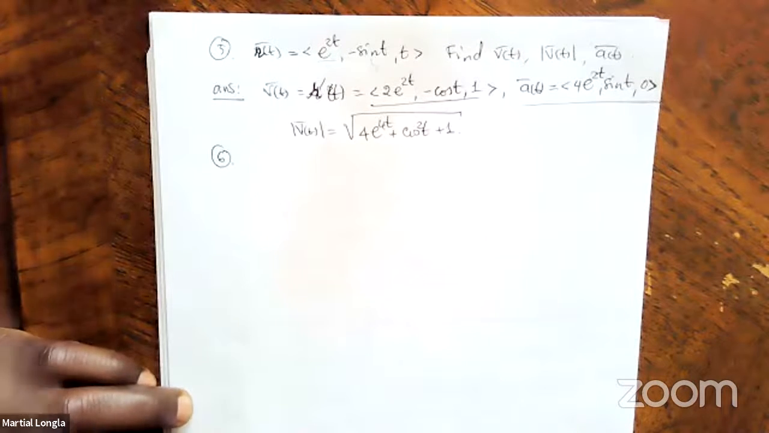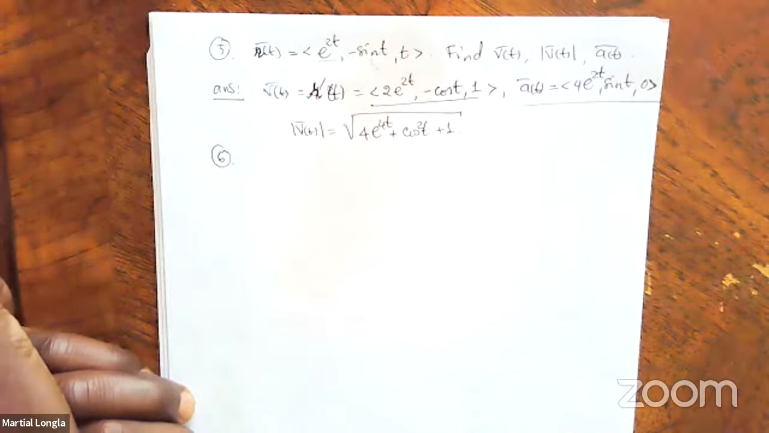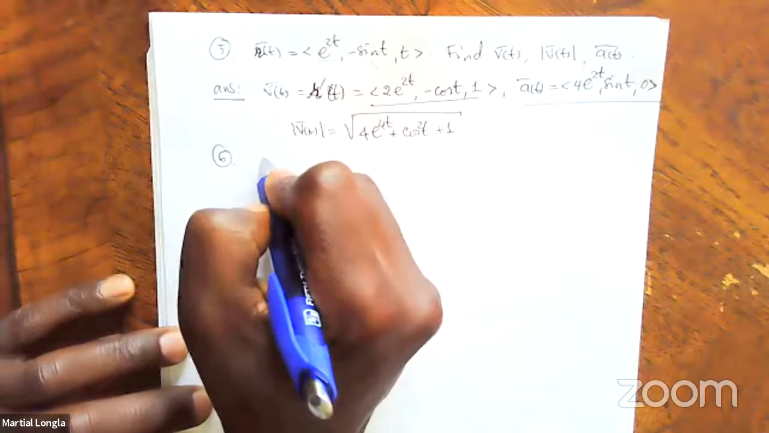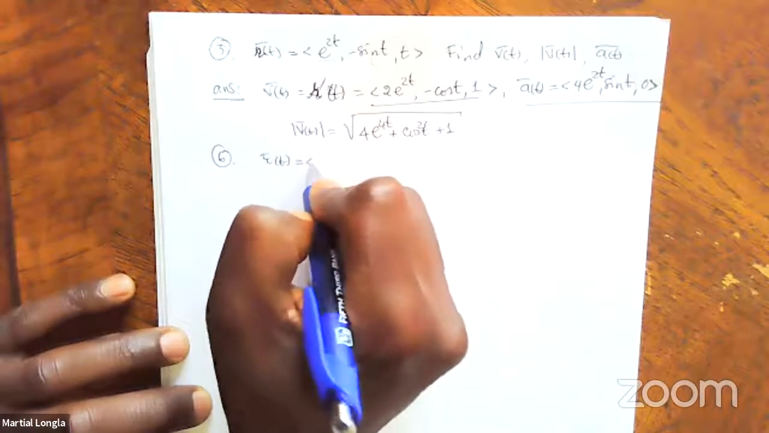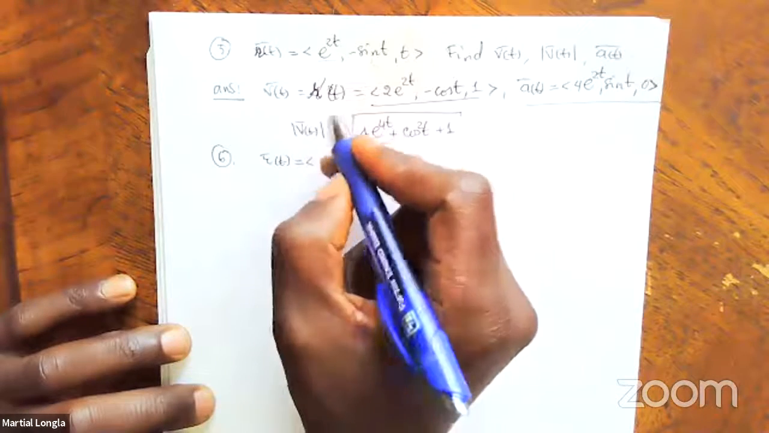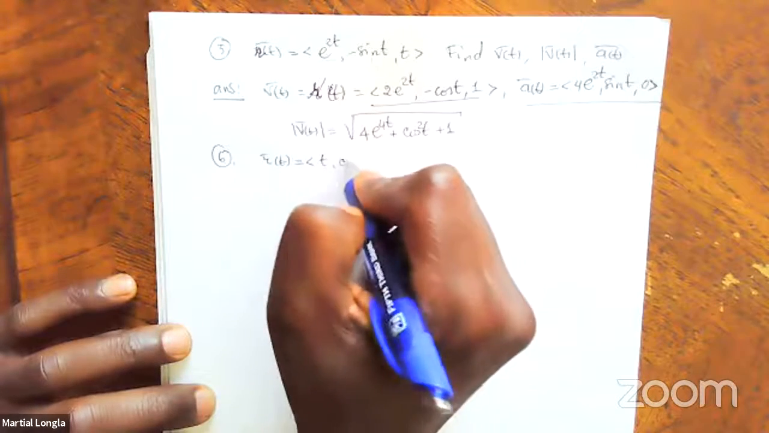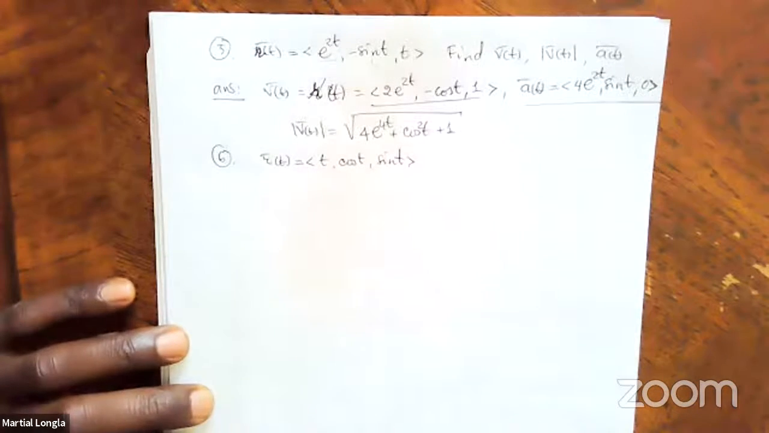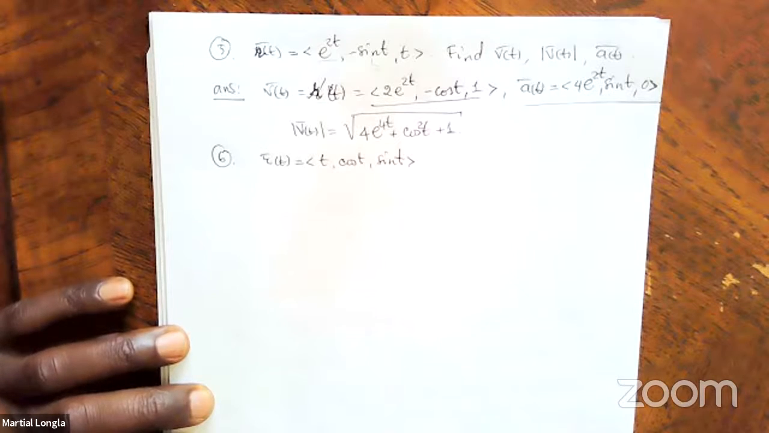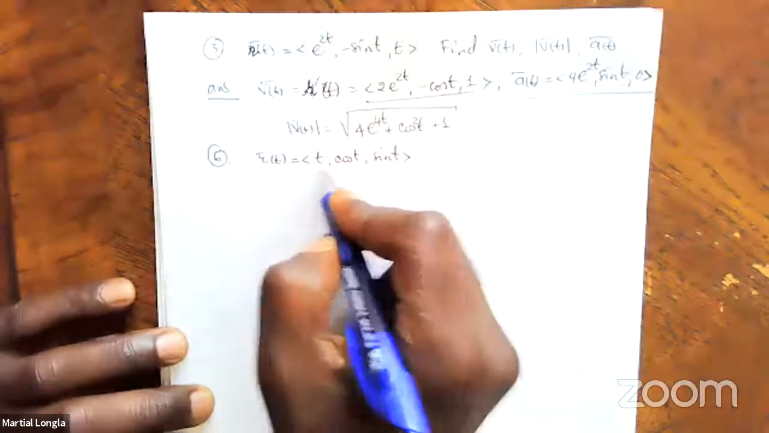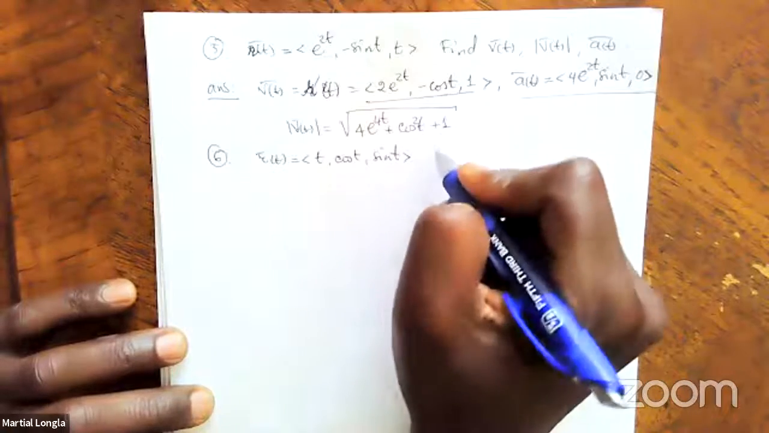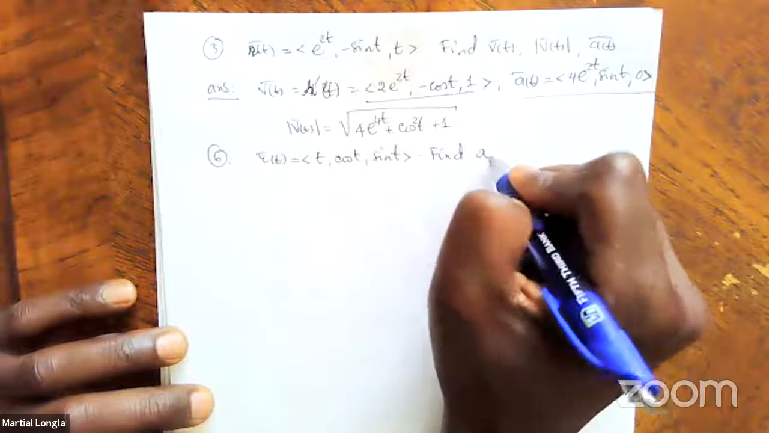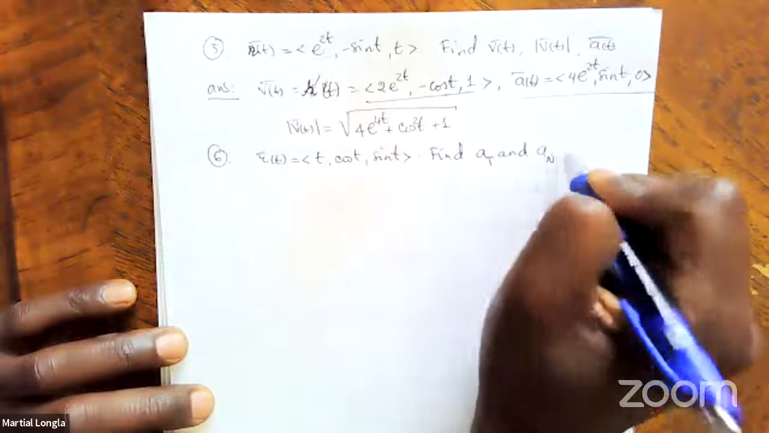Question number 6 was find the tangential and the normal components of the acceleration. And you have r of t given to you as t, cosine t, sine t. That's also one of the problems that was solved during the class. Exact same problem. Find AT and AN.